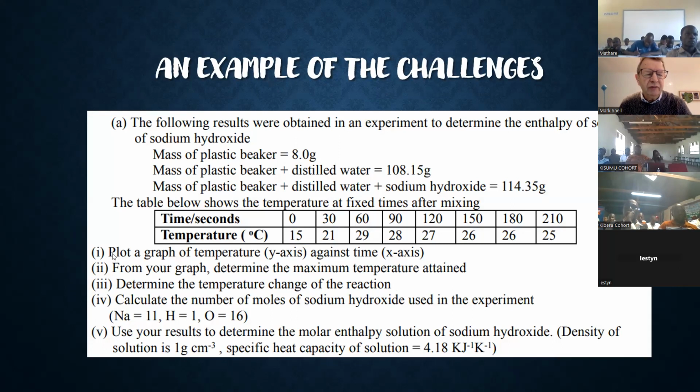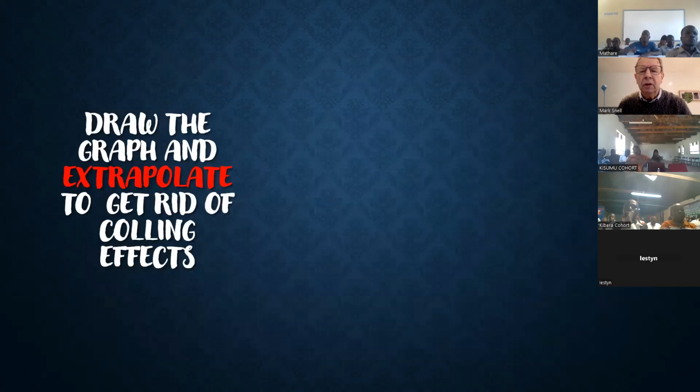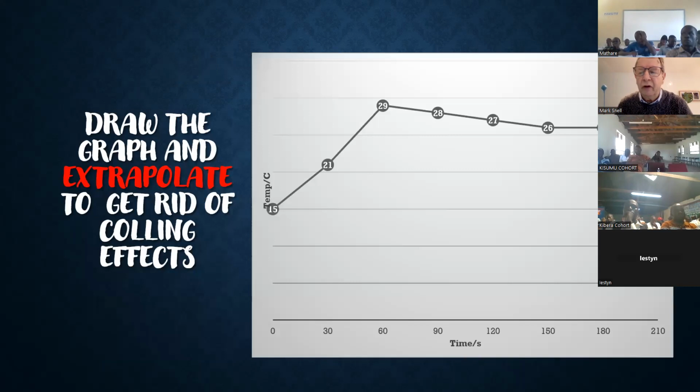There are marks, obviously, for just plotting the graph, for finding the maximum temperature, for finding the temperature change, then the moles and the molar heat capacity. Sorry, the molar enthalpy. And I've just done it here, and I'll just show you the things which I think are important. I used a very simple Excel spreadsheet to just plot the graph. So the graph is a bit rubbish, but I didn't have time to do it otherwise.